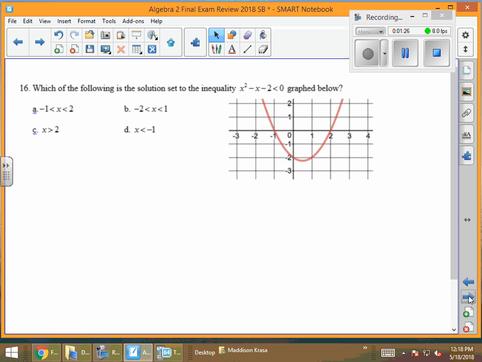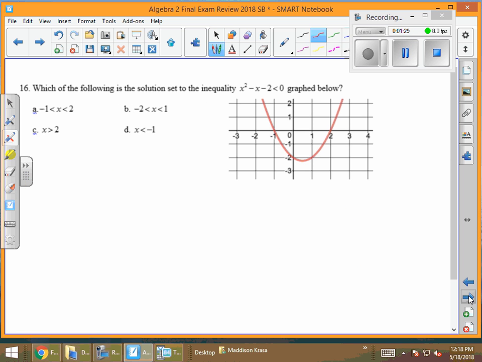For number 16, on this one, we're looking for which of these satisfy the solution set when the inequality is less than 0. Less than 0 means below the x-axis. So we'll make a note of that, below the x-axis. So when we're below the x-axis, that's right here at -1 to 2, and it stops at 2. So if we look over here at A, -1 to 2 would be our answer for that.